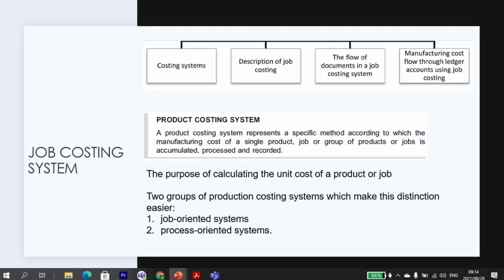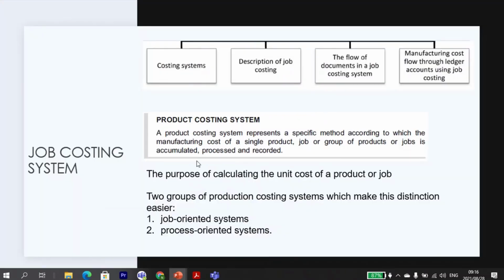The definition of a product costing system is a specific method according to which the manufacturing cost of a single product, job, or group of products or jobs is accumulated, processed, and recorded. So this just means that a product costing method is a way for us to quantify how much it cost us to produce or manufacture this specific product or job, right? And it's an accumulation of those costs that we'll be looking at.